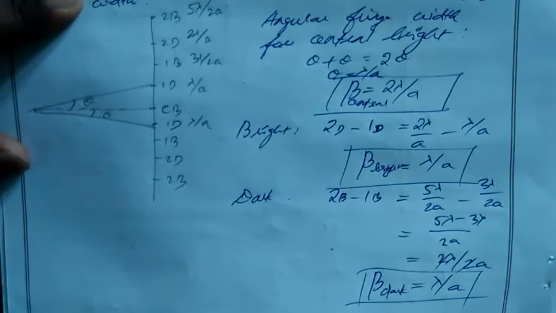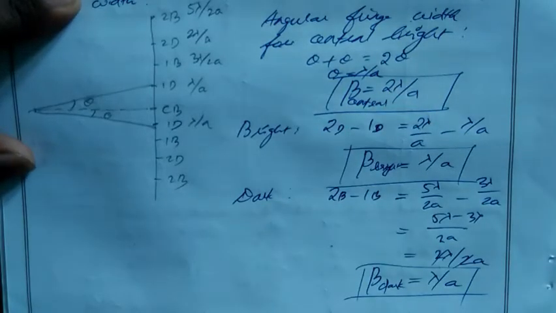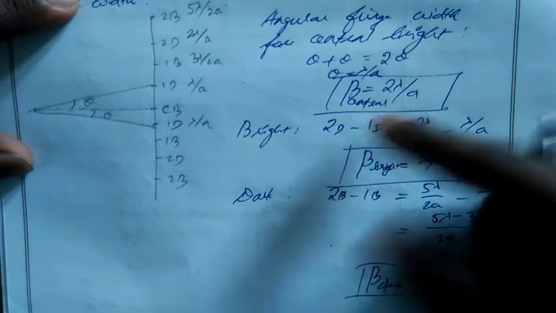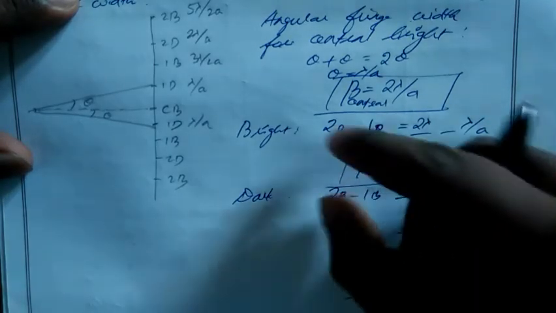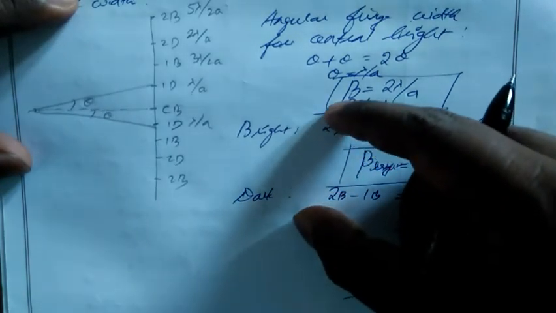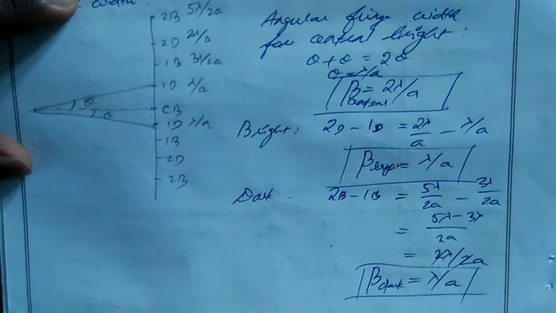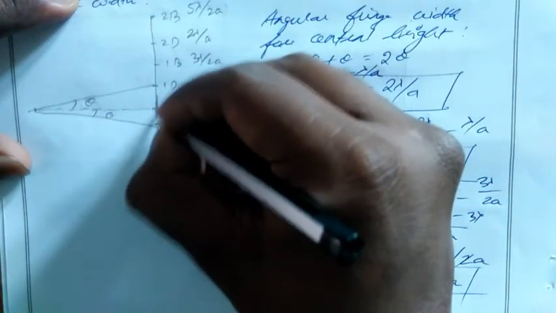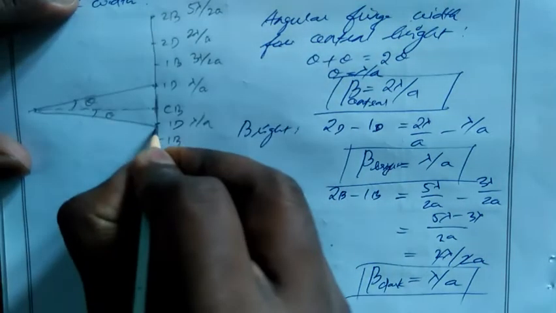but central bright only has the width of 2 lambda by a, which means central bright has a broad area, whereas bright and dark fringes have a small, narrow region. Clear? So this is the total area for central, but dark has only a small area.